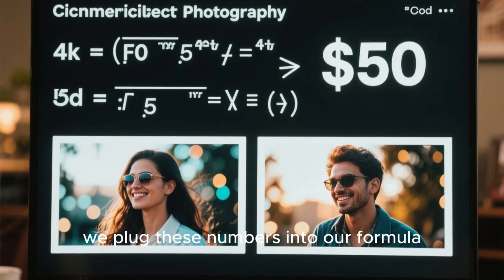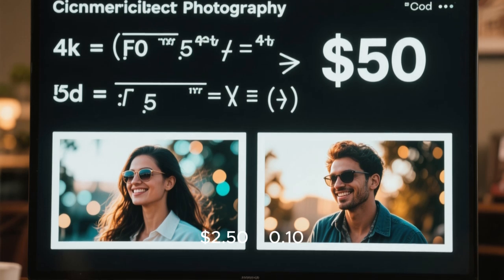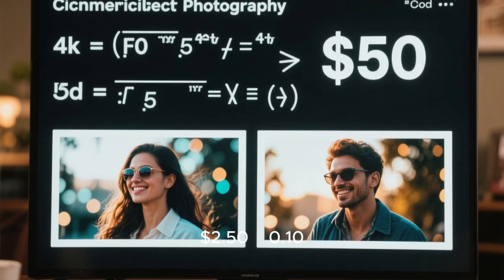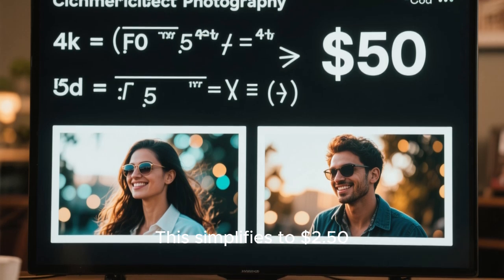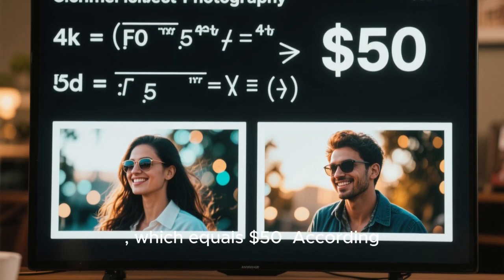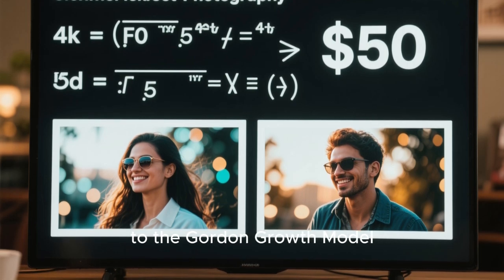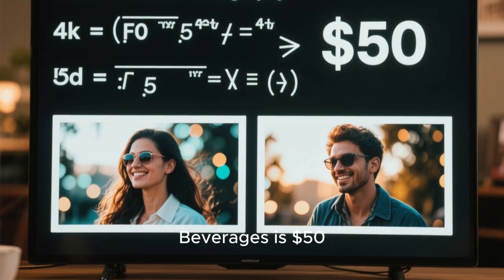Now, we plug these numbers into our formula. Stock value equals $2.50 divided by 0.10 minus 0.05. This simplifies to $2.50 divided by 0.05, which equals $50. According to the Gordon Growth Model, the intrinsic value of one share of Babalian Beverages is $50.